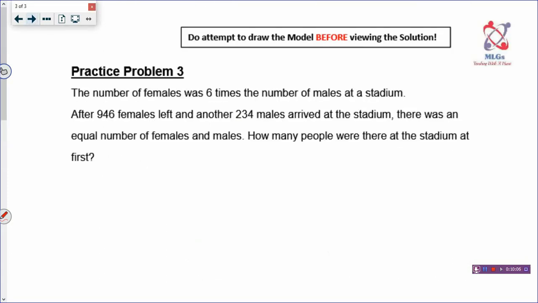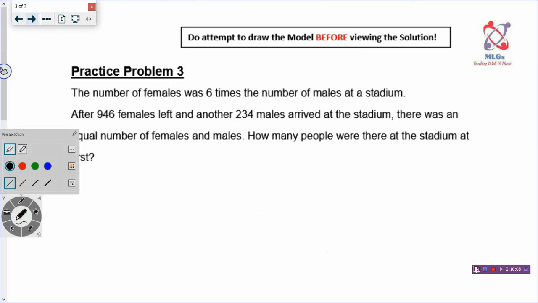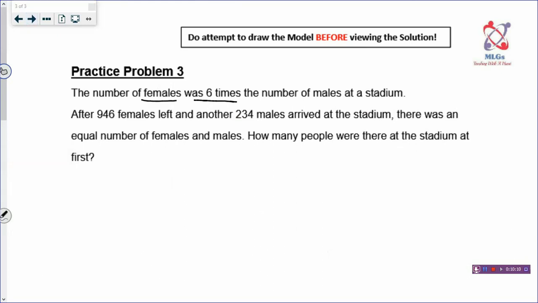Okay, looks a little complicated. Now, the females was 6 times the males. So you have 6 and the male has 1. When you do your drawing, you need to always put the numbers there: 6 times, 1 time.